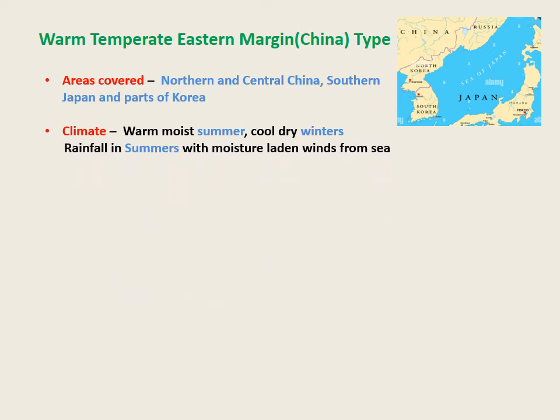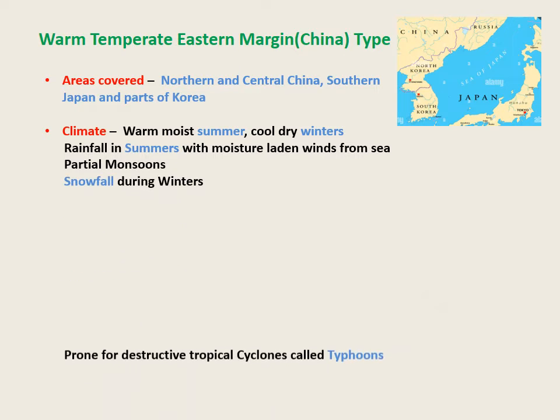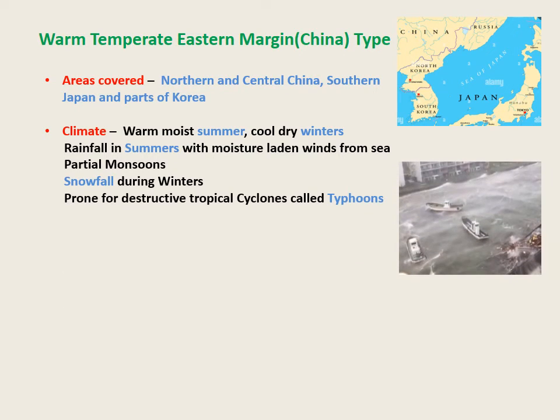Rainfall occurs in summer when moisture-laden winds blow in from the seas. This region also falls partially under the influence of monsoons. Snowfalls occur during the winter months. This region is prone to highly destructive tropical cyclones called typhoons that originate over the Pacific Ocean and move towards the coast of China. Natural vegetation.